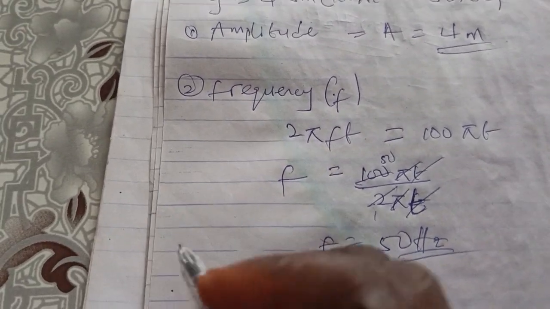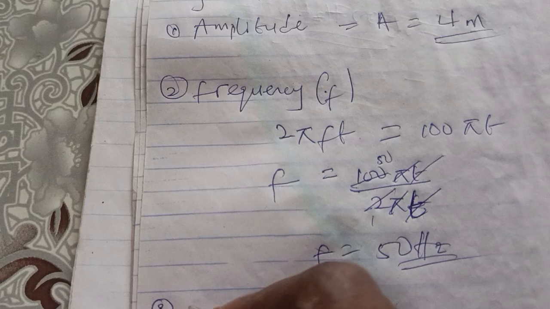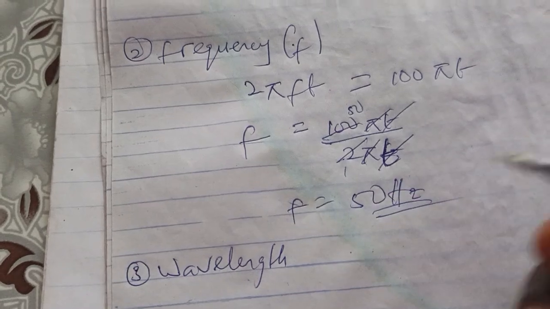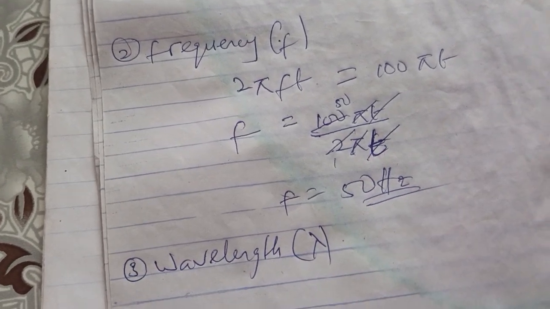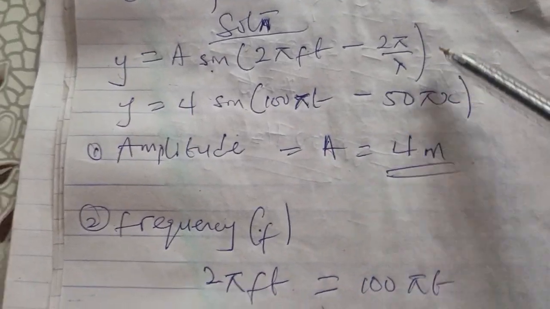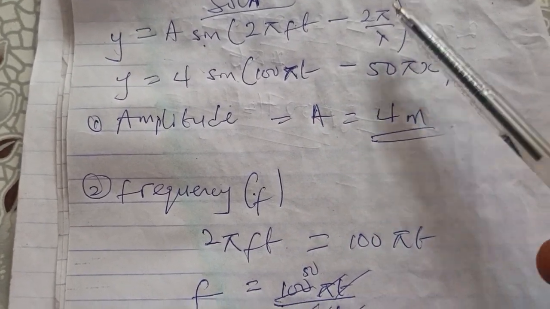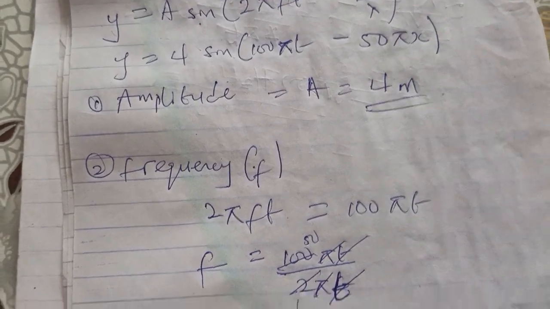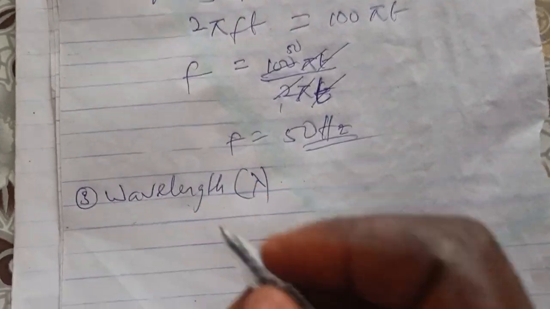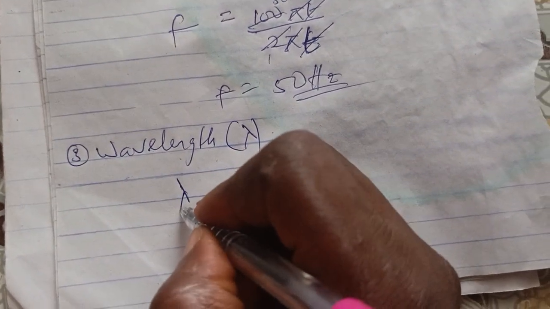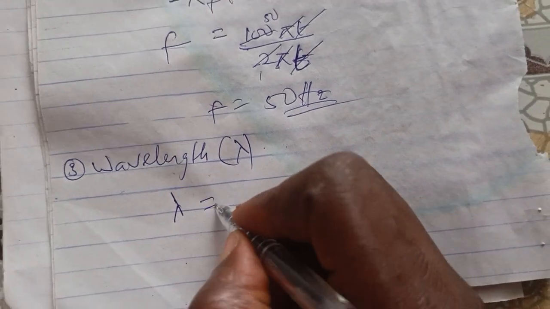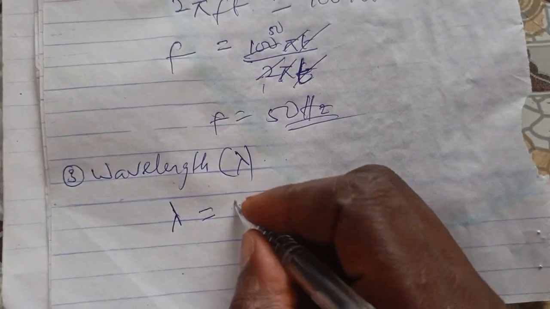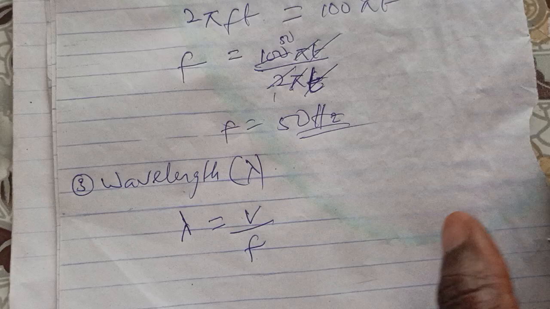Okay, number 3 says you should calculate the wavelength. Wavelength is lambda. It is not straightforward again. This is wavelength. I'm going to use this one to find here. Our formula says that wavelength is equal to V over F.